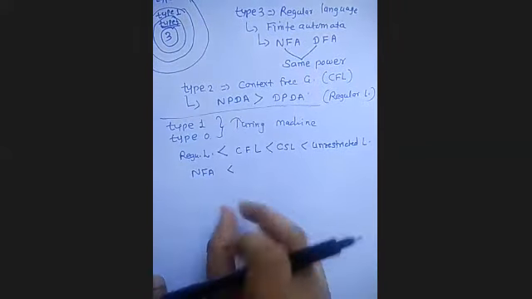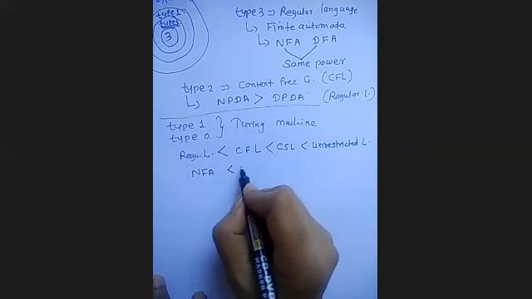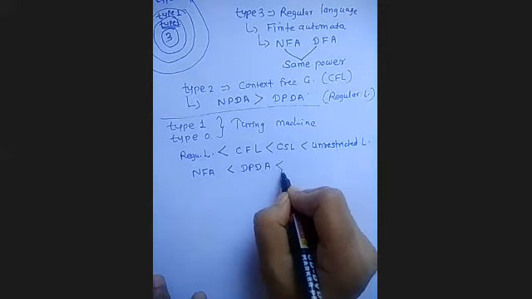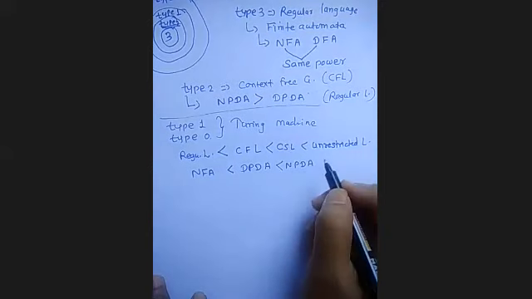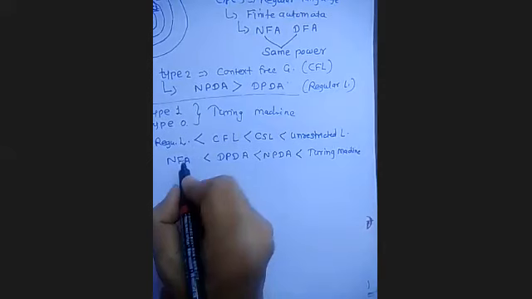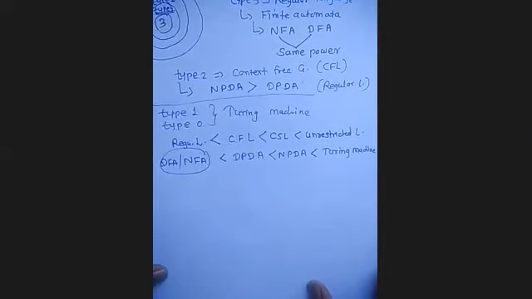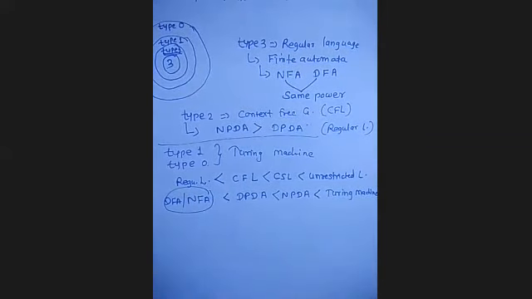This concept is very important. This is the summary of our entire subject. NFA's power is less than DPDA. DPDA's power is less than NPDA, and NPDA's power is less than Turing machine. Here it can be NFA or DFA because both are of the same power. Is it clear? Is the comparison clear or not? Any doubt here?